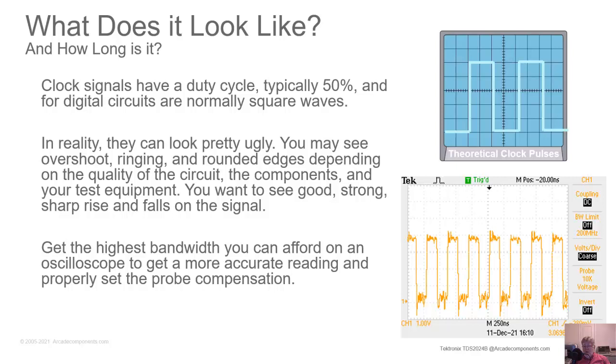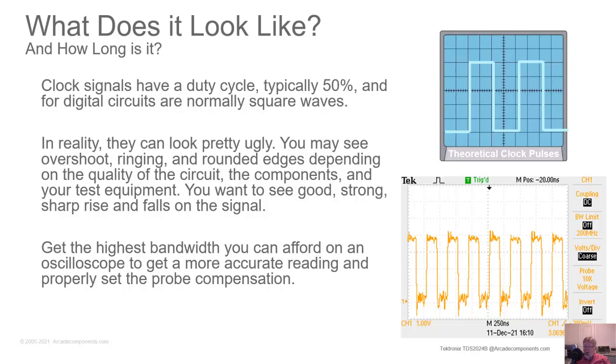And what does it look like, and how long is it? Typically, your clock signals will have a duty cycle of 50%, which means it's up 50% of the time and down 50% of the time. You can see the theoretical clock pulses here on the graphic. It looks nice and square, beautiful, but in reality they're going to look pretty ugly. You may see overshoot: when it goes up, it shoots high, then comes back down a bit to the flat part of your high or low signal.